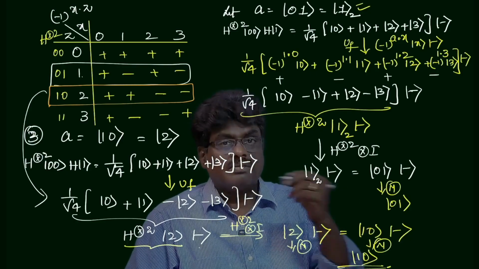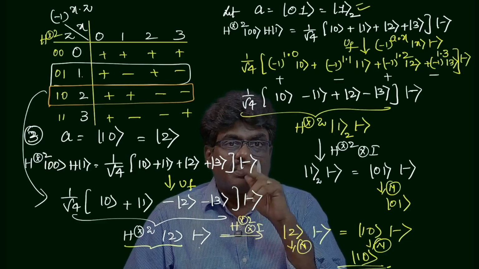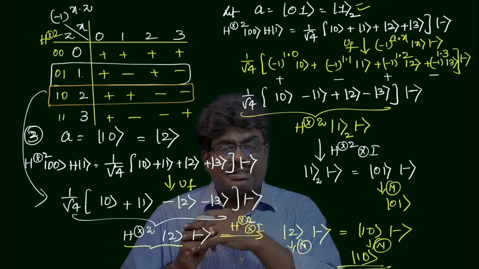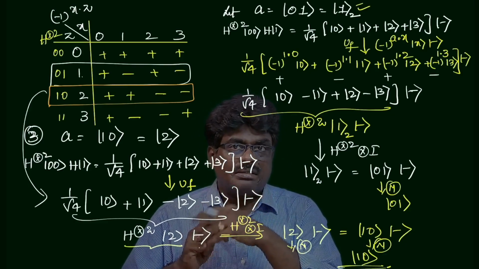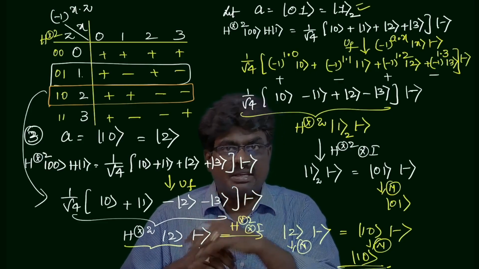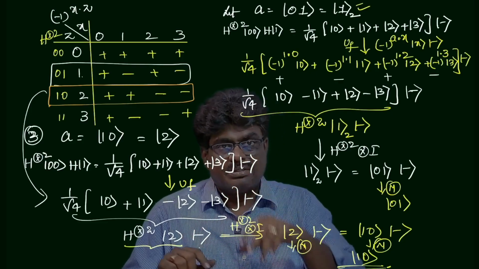You can write in binary 1 0 minus, and once you make a measurement you will get 1 0. That's it. So now let us take a 3 qubit hidden variable, that is some 5 or 6 in 3 qubits. Here we have taken only 2 qubits.